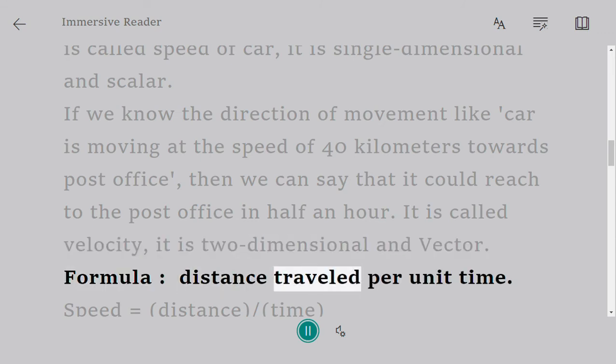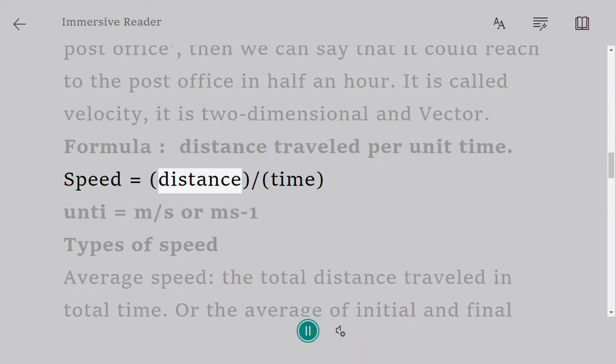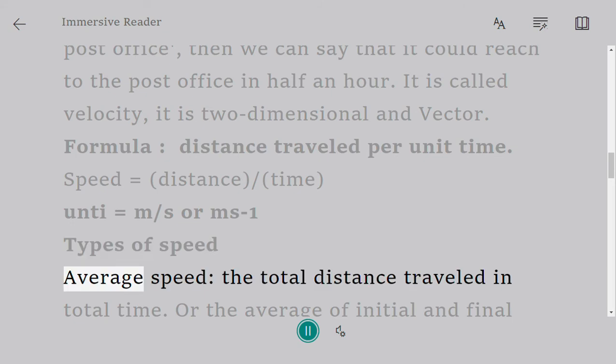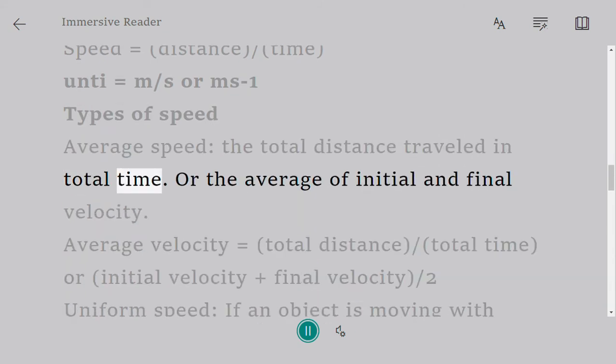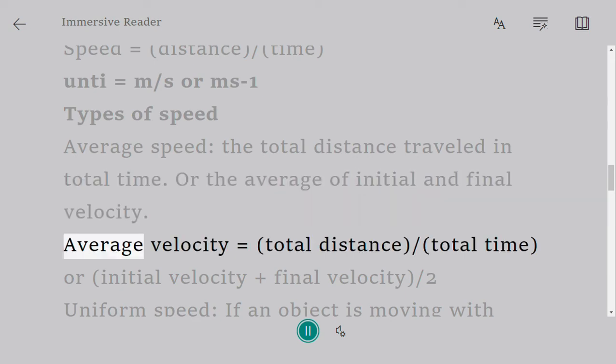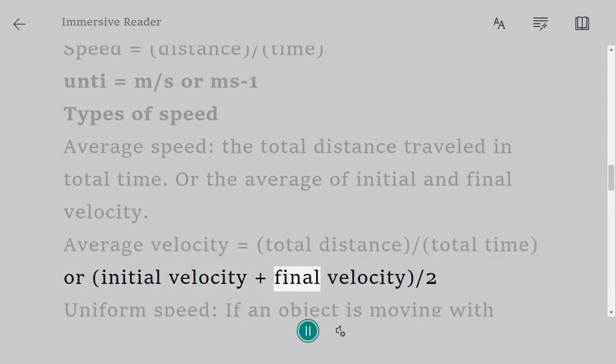Formula: distance traveled per unit time. Speed equals distance / time. Unit equals m/s or ms^-1. Types of speed. Average speed: the total distance traveled in total time, or the average of initial and final velocity. Average velocity equals total distance / total time, or (initial velocity + final velocity) / 2.